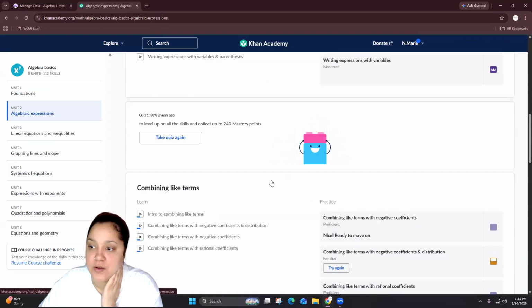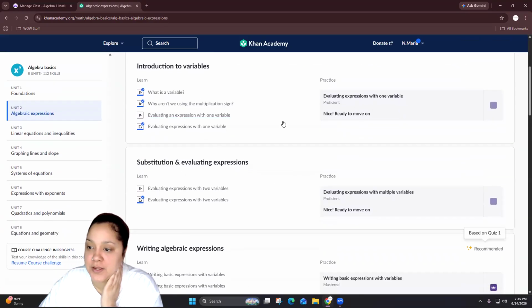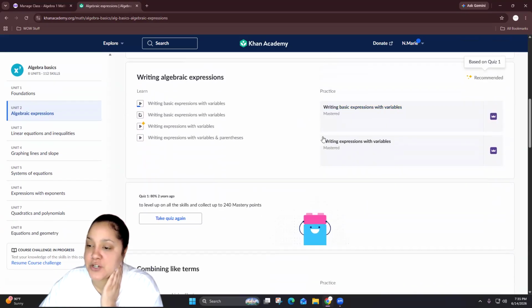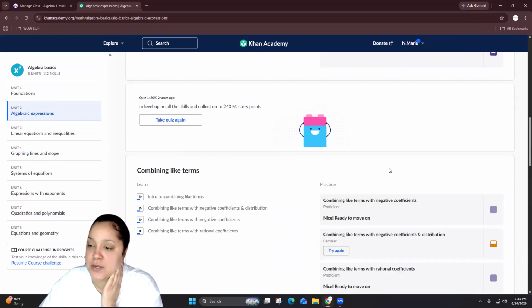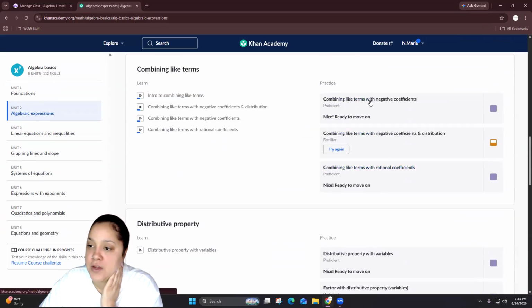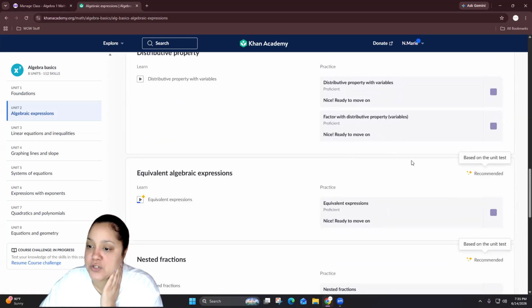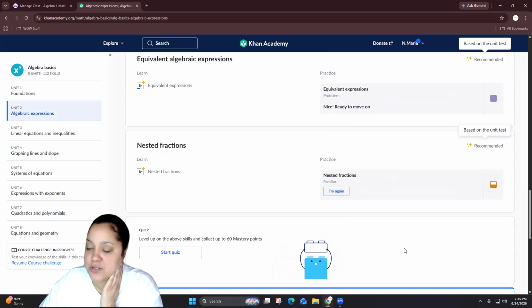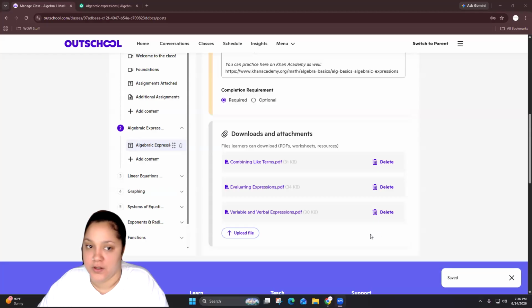So, we're going to go over every topic here so you can see evaluating expressions, writing basic expressions. Oh, I need to upload a good worksheet for that. We're going to do combine like terms, distributive property, equivalent expressions. All right, let me upload the document real quick. All right, so I uploaded that additional worksheet.